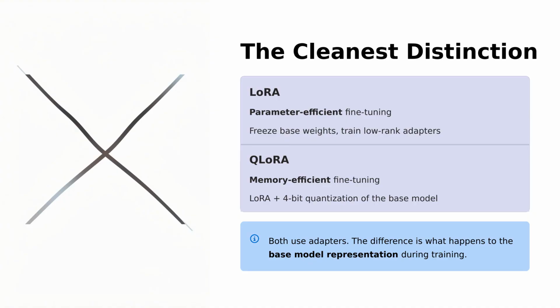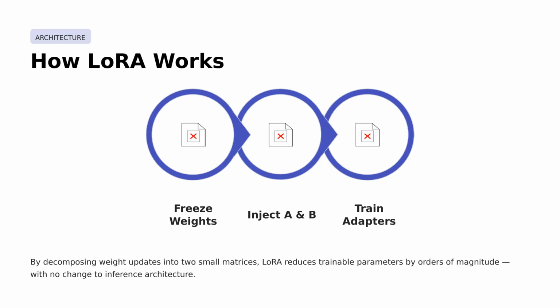LoRA is about parameter-efficient fine-tuning. You keep the base model weights frozen and train small low-rank adapter layers instead. QLoRA still uses LoRA adapters, but adds 4-bit quantization to the base model, which makes training much more memory efficient. So both methods use adapters. The key difference is how the base model itself is represented during training.